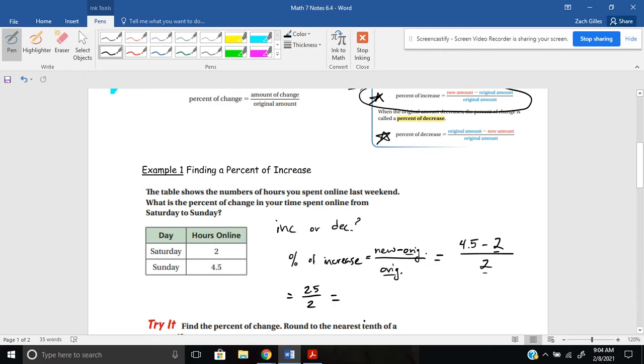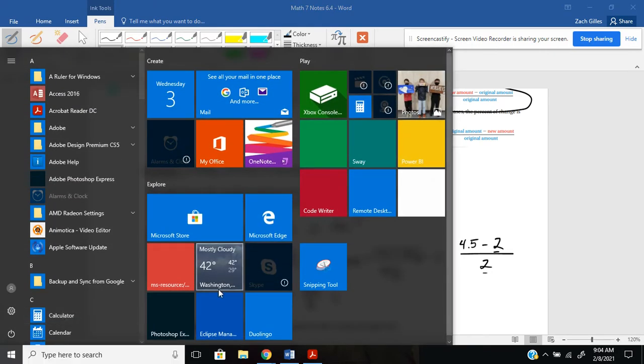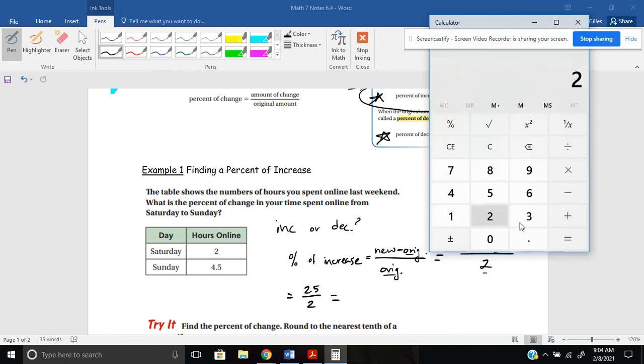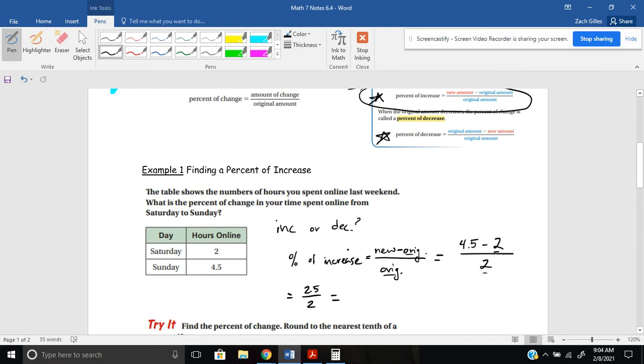I'm okay if you're going to use calculators for this. 2.5 divided by 2 would give you 1.25. And remember, when we want to make a decimal into a percent, we multiply by 100, or in other words, move the decimal 2 places to the right. So that would give us 125%. 1.25 as a percent, move it 2 spots to the right. So your time spent online increased 125% from Saturday to Sunday.